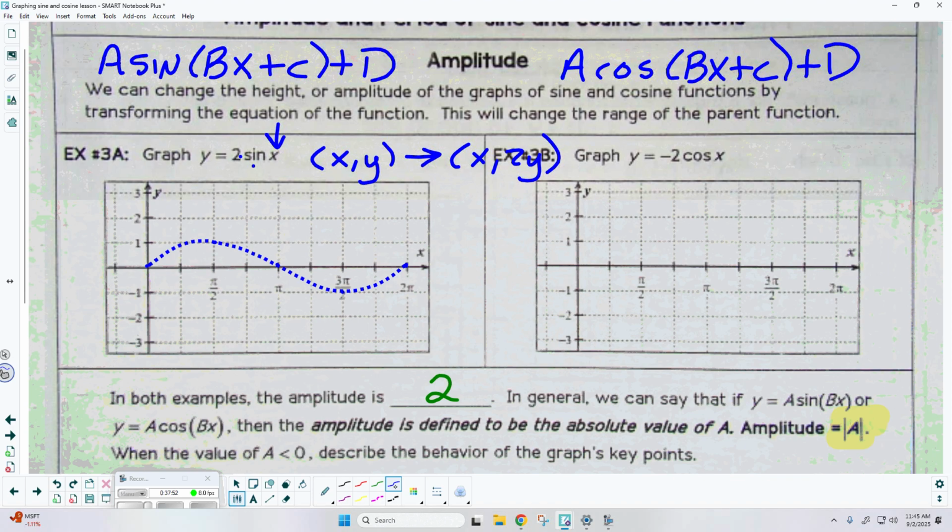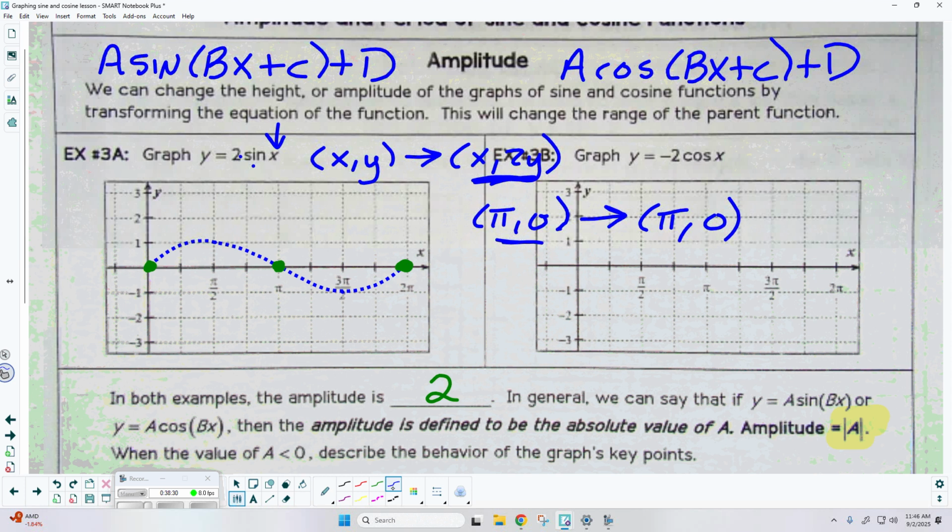So can anybody tell me, are there any points here that are not going to change? There you go. These points here, the x-intercepts, they're going to stay exactly where they are. Let's see why. Let's take one of these, for example, pi comma 0. This is my original point. Remember, this is how it's being transformed. Well, the x value is staying the same, but what am I doing to the y values? I'm doubling them. But 2 times 0 is still 0. So that's why those x-intercepts are going to be anchored where they're at.